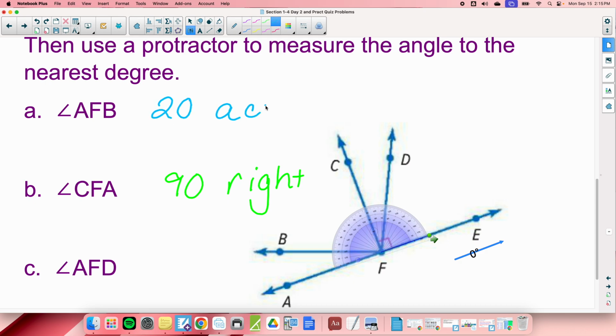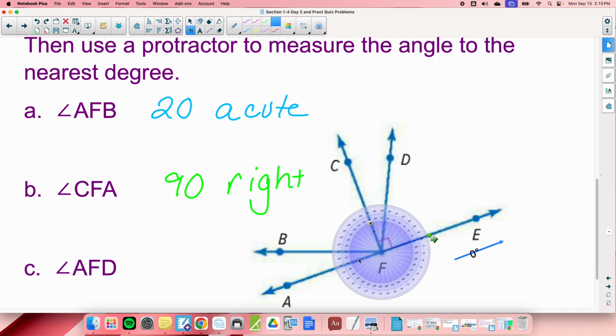Okay, AFB is 20. Do you get that? Did you look right here? AFB goes through at either 20 or 160. Why is it 20? Because this is a small angle. And when it's a small angle, you use the smaller one.